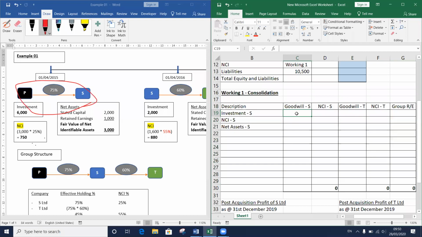Right? What is the investment amount of S? How much do we invest to acquire S's 175? The investment amount is what? 6,000. Right. The amount is 6,000.